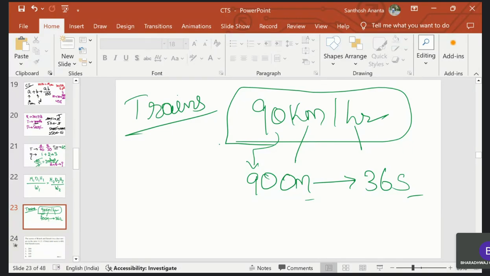Always they will give you the speed in the question. Copy the value of this speed, that is 90. In the place of kilometer, place 0, and in the place of per hour, place 36.